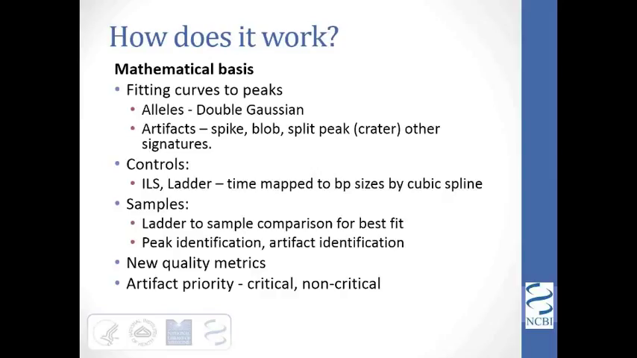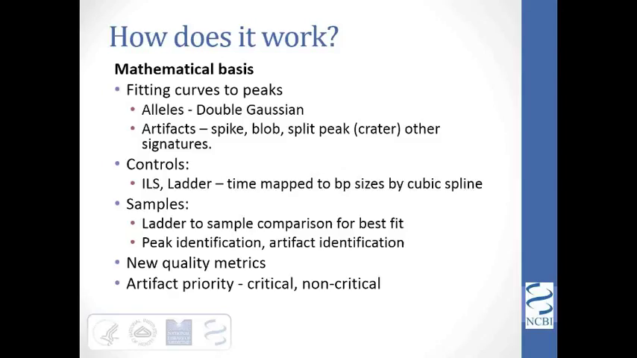When analyzing samples, OSIRIS does something a little bit different than other software. It takes each sample and compares the sample ILS to the ladder ILS to ensure the best sample to ladder ILS fit. That means that you get less shifting when you do your analysis. Then you do peak identification and artifact identification. OSIRIS introduces some new quality metrics, which we'll talk about a little later, and it also sets different artifact priorities. There are critical artifacts, which indicate actual issues in quality and require review, and non-critical artifacts, which the laboratory has decided do not need review.